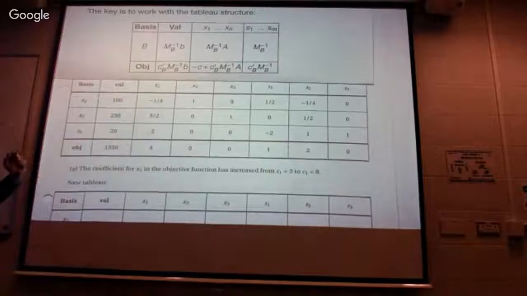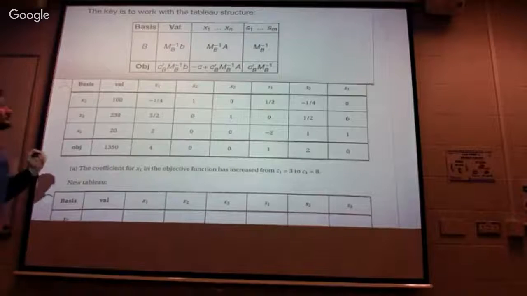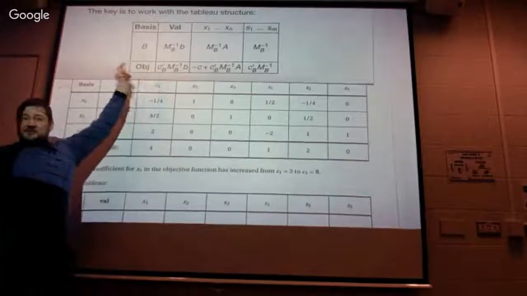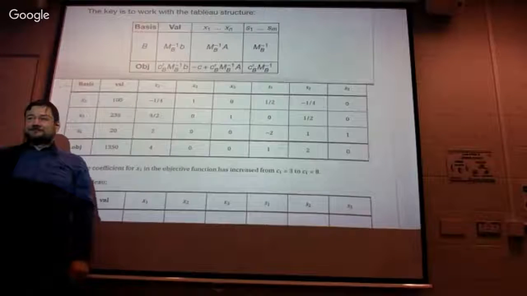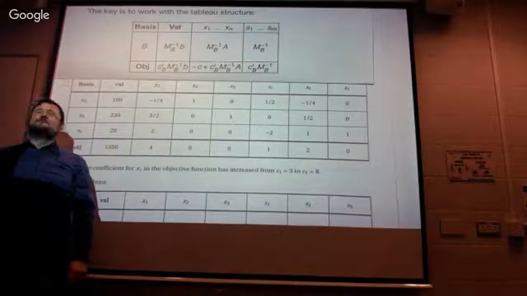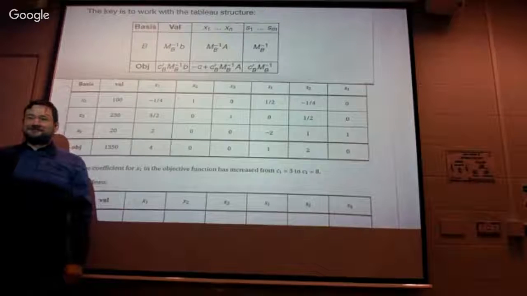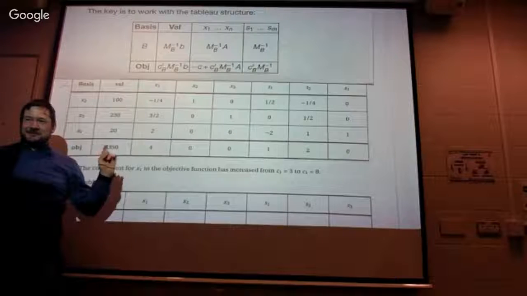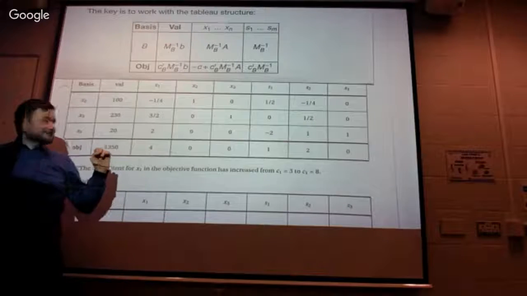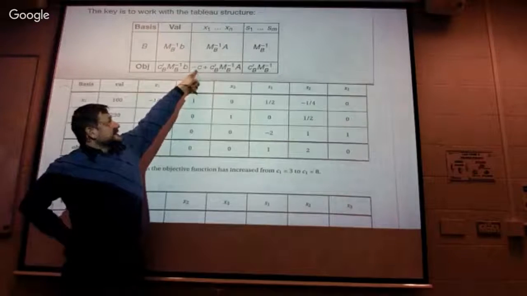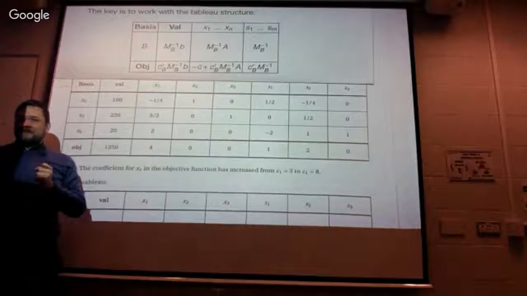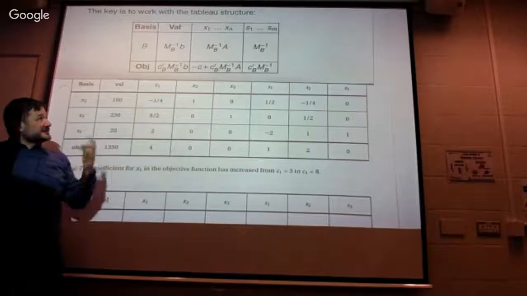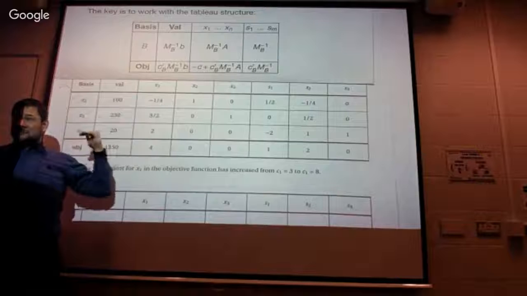Now, what is this C-B? The objective coefficients of the basic variables. Is it? Yes. What's this C? The objective coefficients of all the decision variables.